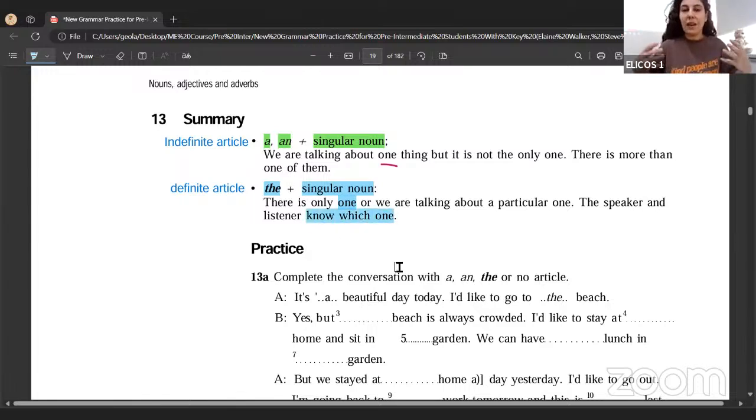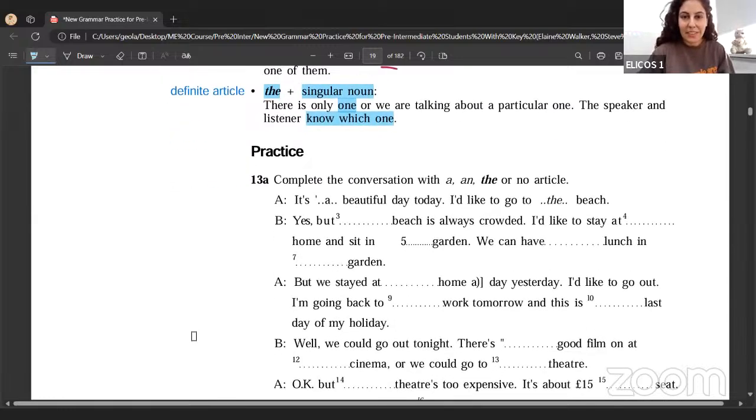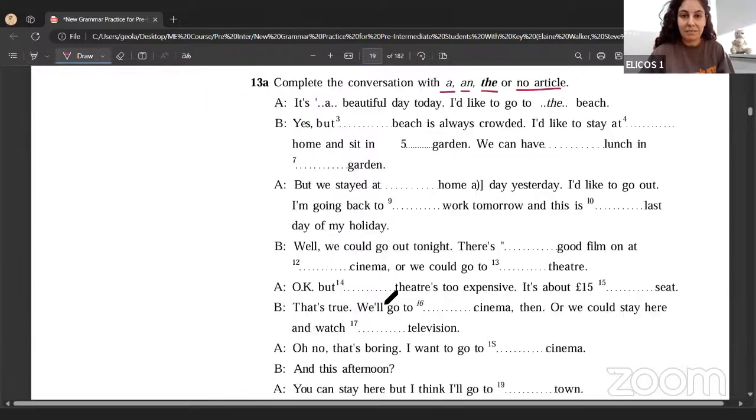So it's like I'm not just talking about something in general, but very specific, like this laptop. The laptop is really good. You know, the laptop has this much storage. The laptop, so you know exactly I'm talking about this one. Okay, let's practice with a, an, the, or maybe no article.